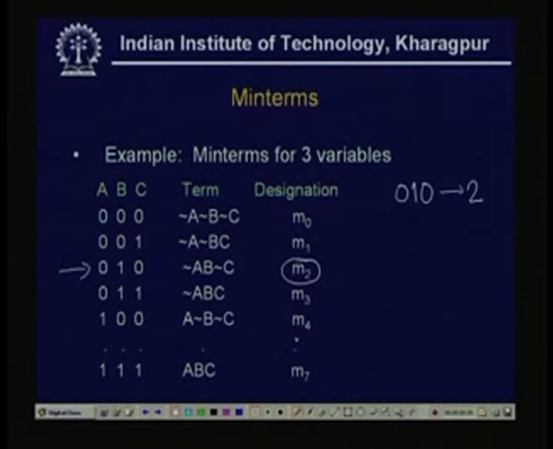So, my m7 is nothing but my ABC. Normally this is the convention, but one can take the totally reverse one, meaning 0 means uncomplemented and 1 means complemented. But normally this is the convention, and in this class we will follow this convention.